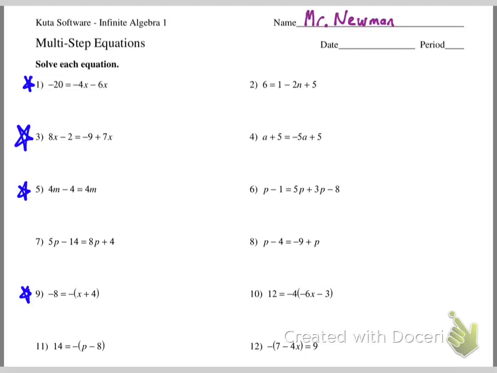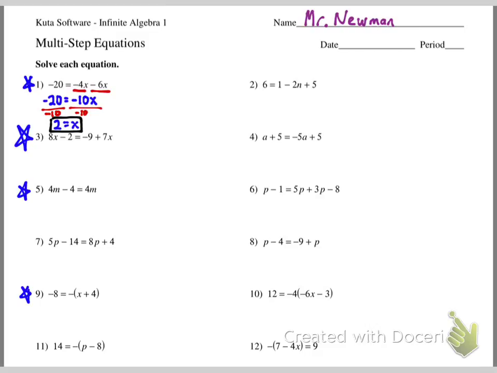So let's get started. For number 1, I'm going to need to combine like terms. See the negative 4x and the negative 6x? We've got to combine those. That becomes negative 10x. Now we need to get x all by itself, so we divide by negative 10. The reason I'm dividing by negative 10 is because negative 10 is being multiplied to x, and to undo multiplication, you do division. So negative 20 divided by negative 10 is 2, and that is our answer.